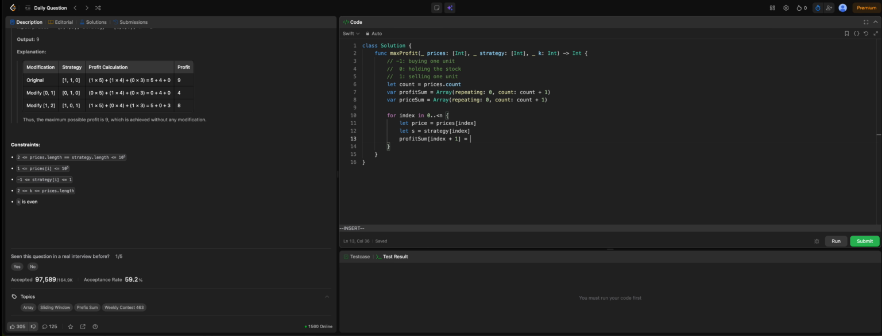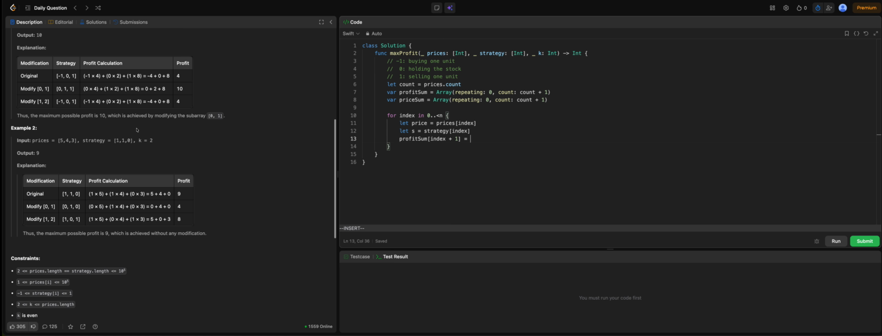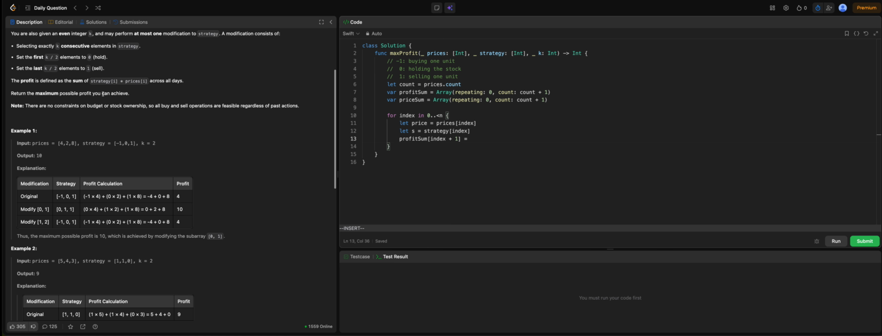And then I'm gonna update the profit sum. Since the profits in here mention that we have to multiply the strategy and the profits, okay, I'm gonna keep the original values, which is 0. So whatever we do plus or minus to 0, that doesn't matter. And then I'm gonna multiply with the price and strategy. So for the price sum, it's just to accumulate the price.